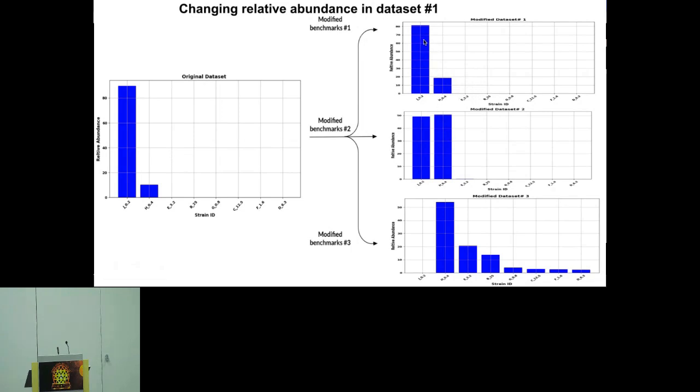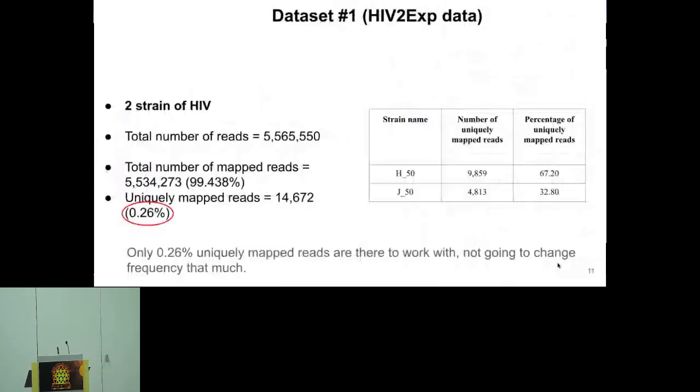Initially it was high. Then in this one it was almost equal, because we reduced the number for this first strain, right? And in the third modified data, we completely removed it. We also decreased the number for the second strain, so ultimately it came to the scale of the other species, right? Then in the second subset of data set one, there were not many uniquely mapped reads.